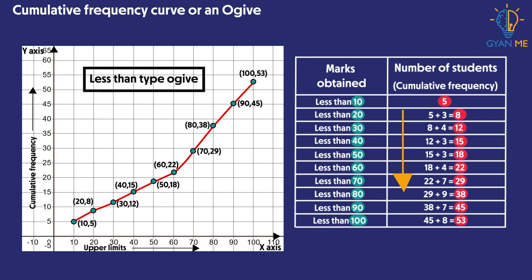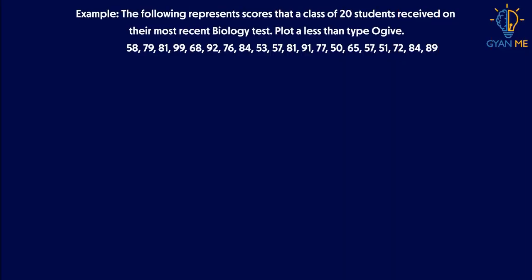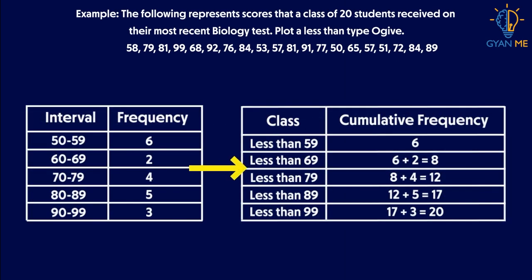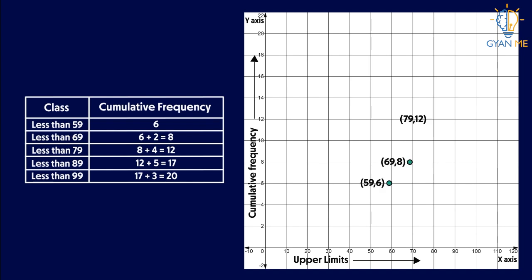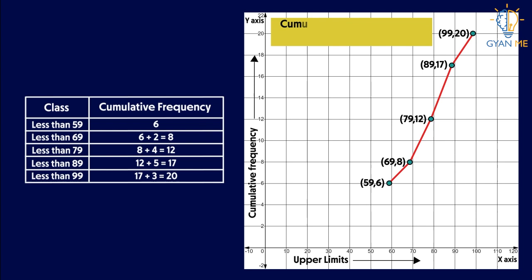Now as an exercise, students, can you represent this data in the form of less than type ogive? To make less than type ogive, as you know, we first need to construct the cumulative frequency distribution table, which can be done as shown on your screen. Now plot the points x and y by taking proper coordinates, upper limits as x coordinate and its cumulative frequency as y coordinate on the graph paper. Join the points using a freehand curve and you will get the cumulative frequency ogive of less than type.